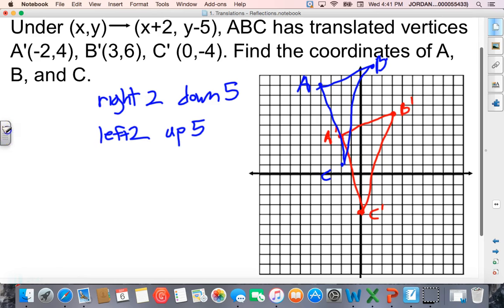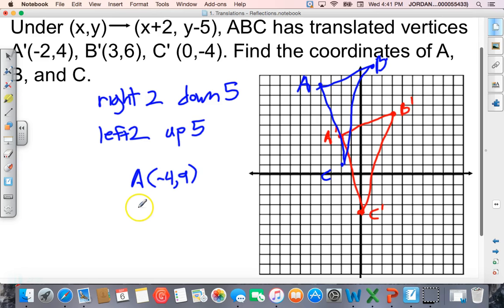So the actual coordinates of those shapes would be, A would be -4, and then if we went up 5 from where we were originally, 9, so it'd be -4, 9. B would be 1 and 11, and you might think you were wrong since it was off the graph, but you were right. Nothing wrong with it going off the graph a little bit. And then C is, of course, -2, 1. So those would be the actual coordinates. That would be the answer because it said find the coordinates of A, B, and C. Right there they are.